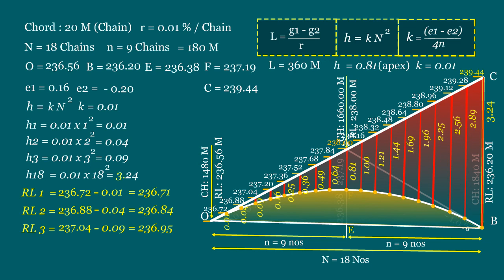At last, we will find the RL value of 18th peg. That is point B. We will cross-check this value with our previous results. That is, the elevation of peg 18, 239.44, minus the H of the 18th peg, 3.24. That gives the value of 236.20 meters. This value is equivalent to our previous result. That means all our calculations are perfect. This is the procedure of designing a vertical curve.